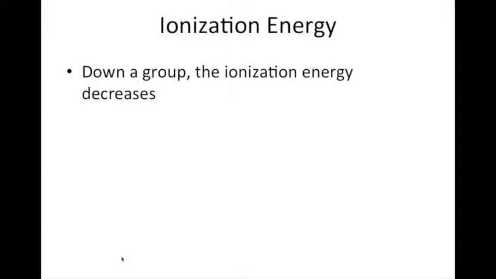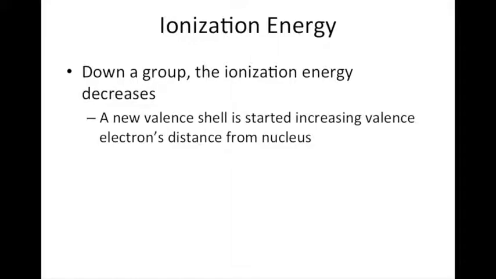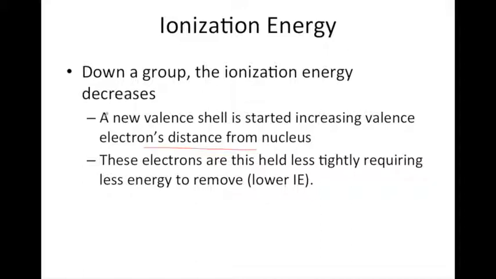Well, what about as we move down a group? We said the ionization energy decreases. Well, as we move down a group on the periodic table, every time we do, we start a new valence shell. This increases the valence electrons' distance from the nucleus, and their effective nuclear charge essentially decreases because they're further from the nucleus, have a less attractive force towards the nucleus. So these electrons are easier to remove as they get further from the nucleus. They are held less tightly and require less energy to remove, resulting in a lower ionization energy as we move down a group.